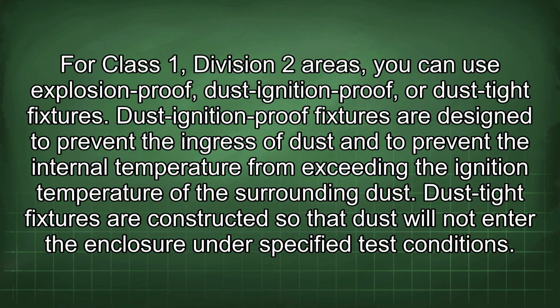For Class 1, Division 2 areas, you can use explosion-proof, dust-ignition-proof, or dust-tight fixtures. Dust-ignition-proof fixtures are designed to prevent the ingress of dust and to prevent the internal temperature from exceeding the ignition temperature of the surrounding dust. Dust-tight fixtures are constructed so that dust will not enter the enclosure under specified test conditions.